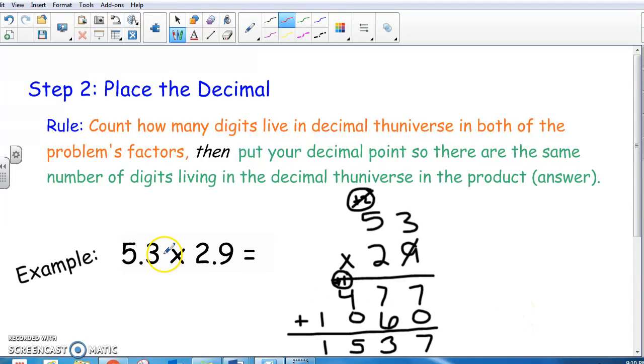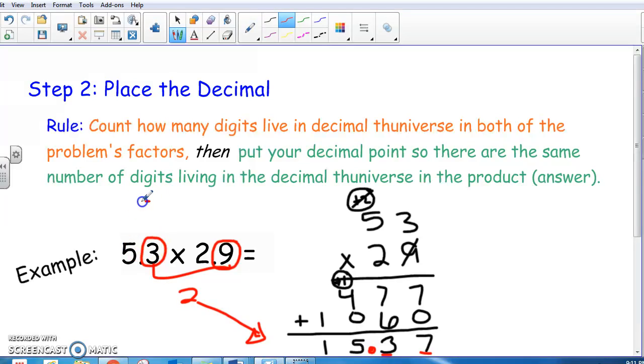Couple more here. We're going to count the number of digits living in our decimal thuniverse in our original problem. We have the 3 in 5 and 3/10. We have the 9 in 2 and 9/10. So all together, I have 2 digits living in the thuniverse here. I need to make sure that in my final answer, where I got 1537 in the pretend step, I put the decimal point where there are 2 digits, in this case the 3 and the 7, living in the decimal thuniverse.